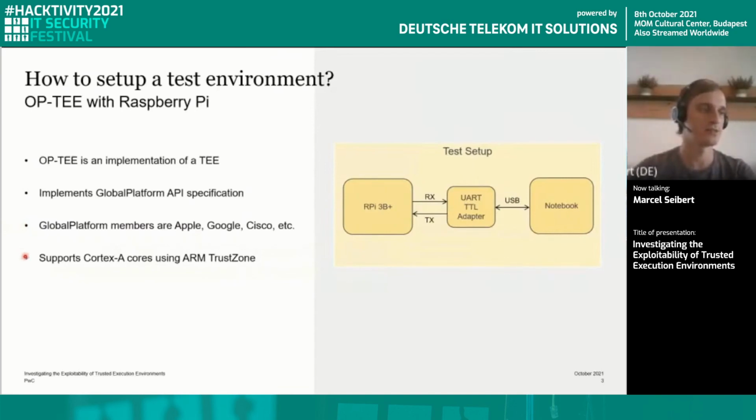And the last thing is it supports Cortex-A cores using ARM TrustZone. So we can use our cheap Raspberry Pi 3B Plus and connect it to a simple UART TTL adapter. And then over USB, we can talk from the notebook over our UART TTL adapter to our GPIO pins on the Raspberry Pi 3B Plus with our trusted execution environment.